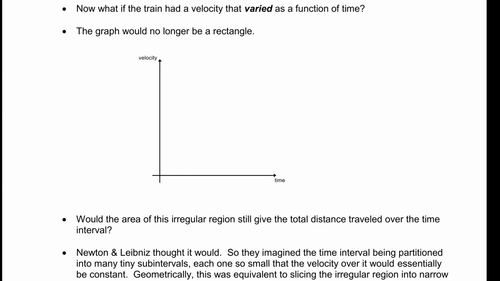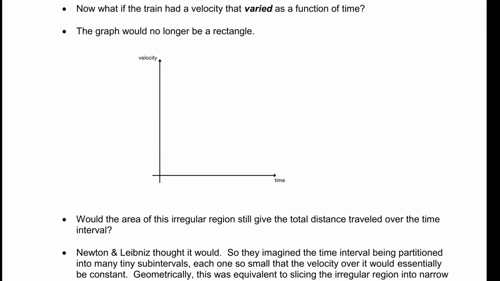Now, guess what? Maybe there's a deer running along, or maybe the train engineer sees a shooting star, so he slams on the brakes or something, okay? What if the train has a velocity that varies as a function of time? Ooh. We can do a triangle for this one. I'm feeling a triangle. Well, let's see.